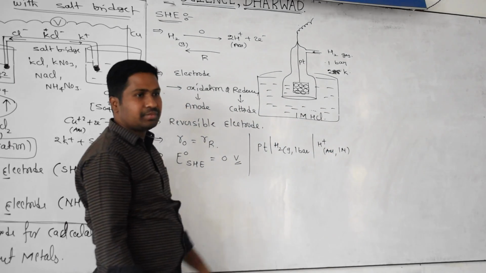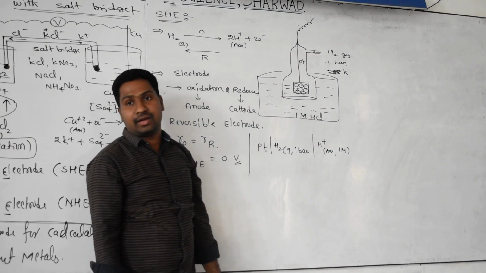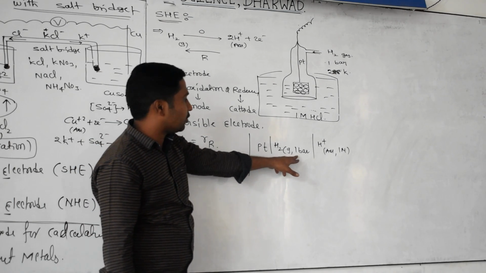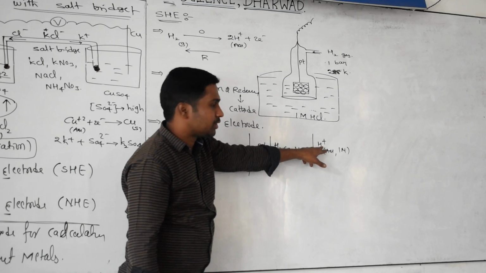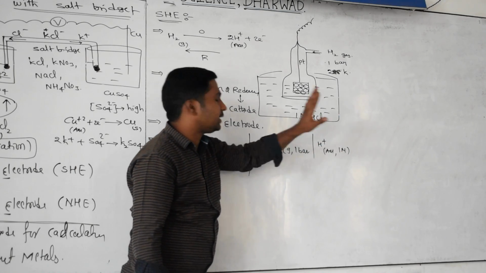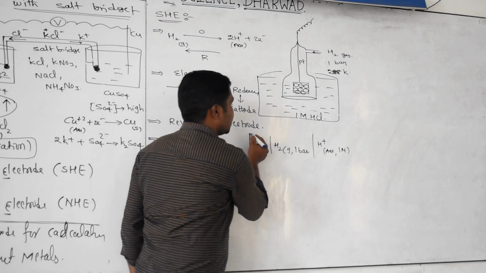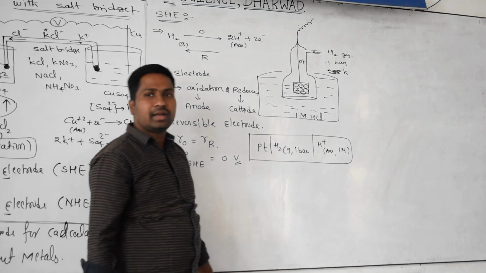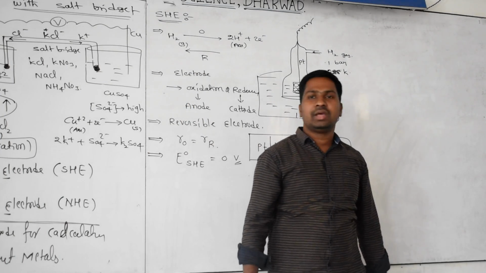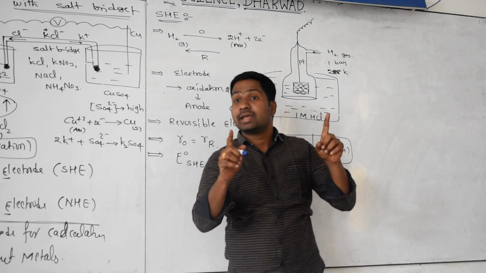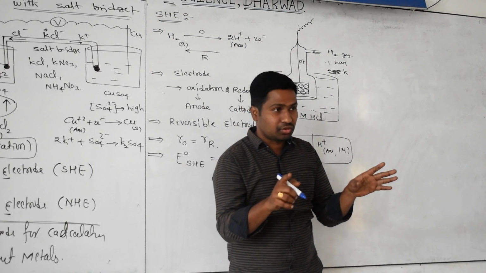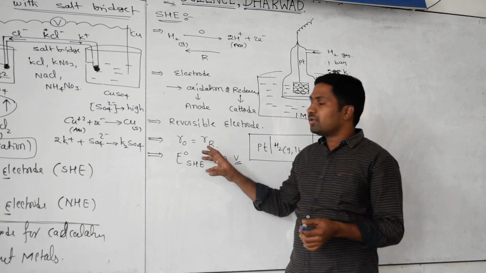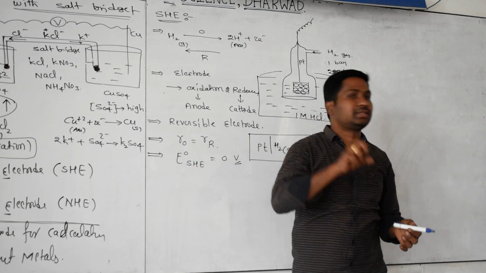This is the representation. Sometimes they ask, how can you represent the standard hydrogen electrode? Platinum as the electrode, the reactant is hydrogen gas at 1 bar pressure, the product is H plus particles in aqueous medium at 1 molar concentration. This is the representation of the standard hydrogen electrode. I think all of you got it. Standard hydrogen electrode is a reference electrode. Its electrode potential value should be taken as 0, but is not actually equal to 0. We are taking it as 0 for our convenience, because we are using it as a reference electrode for further calculation.